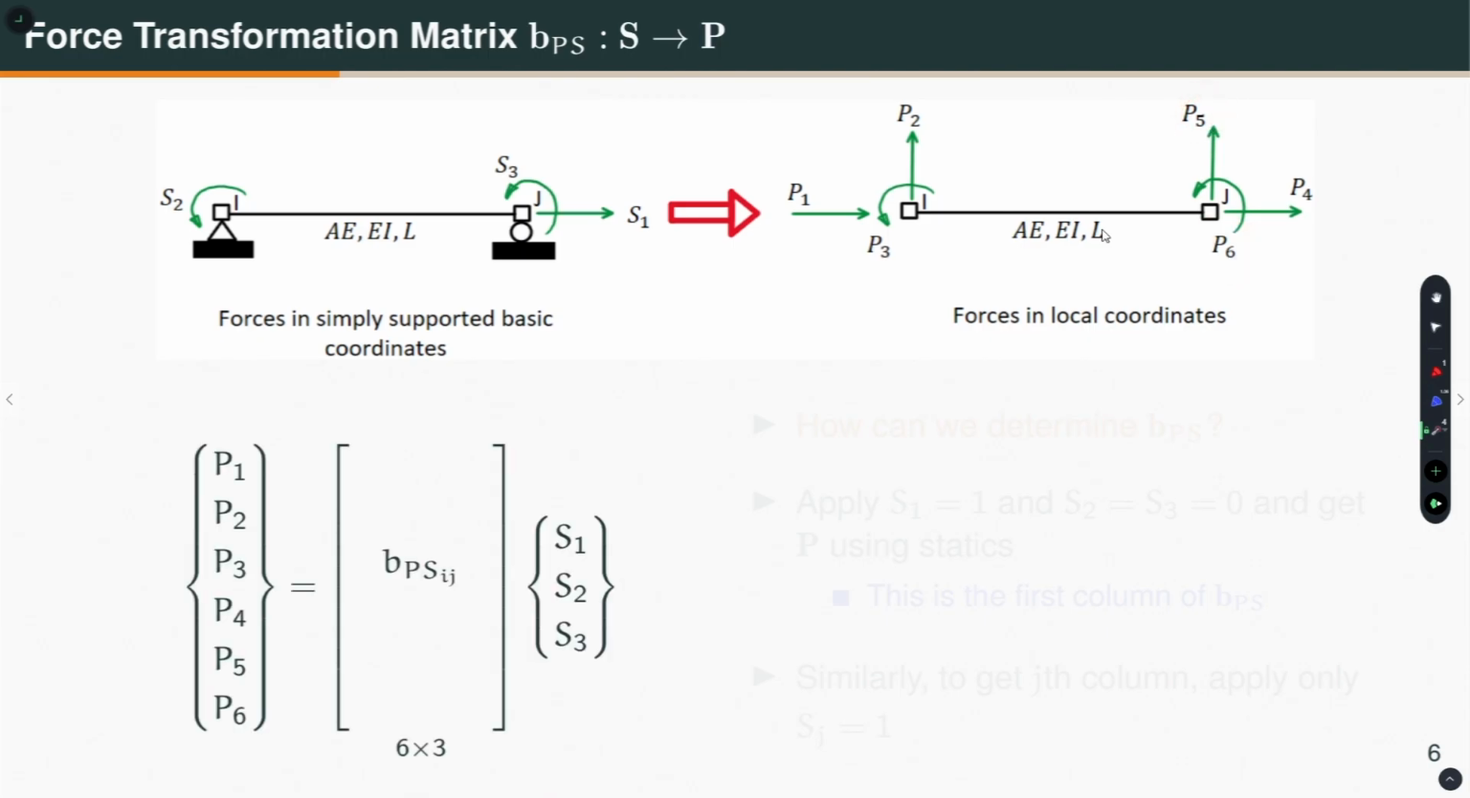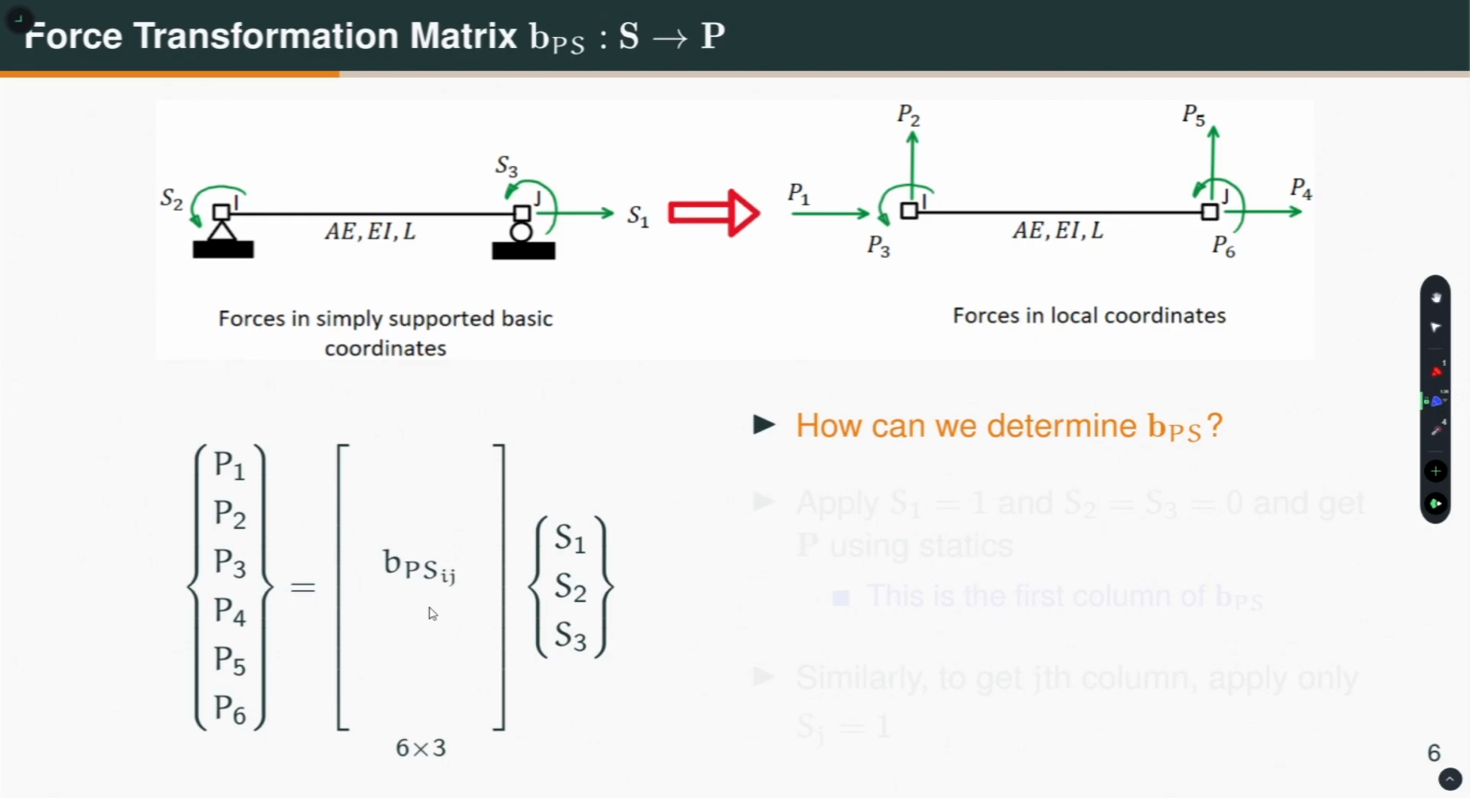Through a transformation matrix. My P vector is of size 6 cross 1. My S vector has a size 3 cross 1. So, what is the size of this transformation matrix? It has to be 6 cross 3, and I am calling that BPS. The question is, how can we determine this BPS?